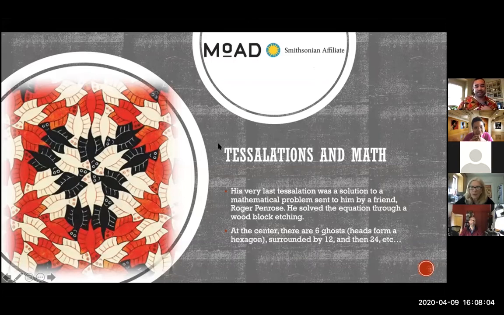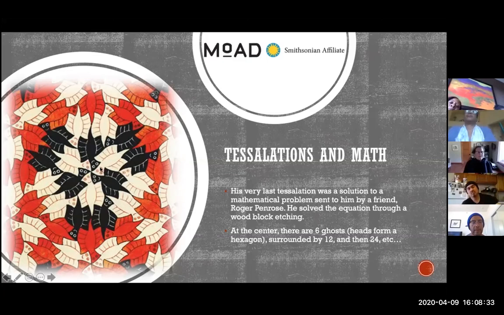His very last tessellation that he ever made in his life was actually created to solve a mathematical problem that was sent to him by a friend named Roger Penrose. And he actually calls this the Penrose Ghost. If you look really carefully at the center of the ghost, which kind of look like cats to me, and you look at the edges of the heads of the different ghosts, you can see where their heads make a star pattern in the middle. There's 3 black ones and 3 white ones, so altogether 6.